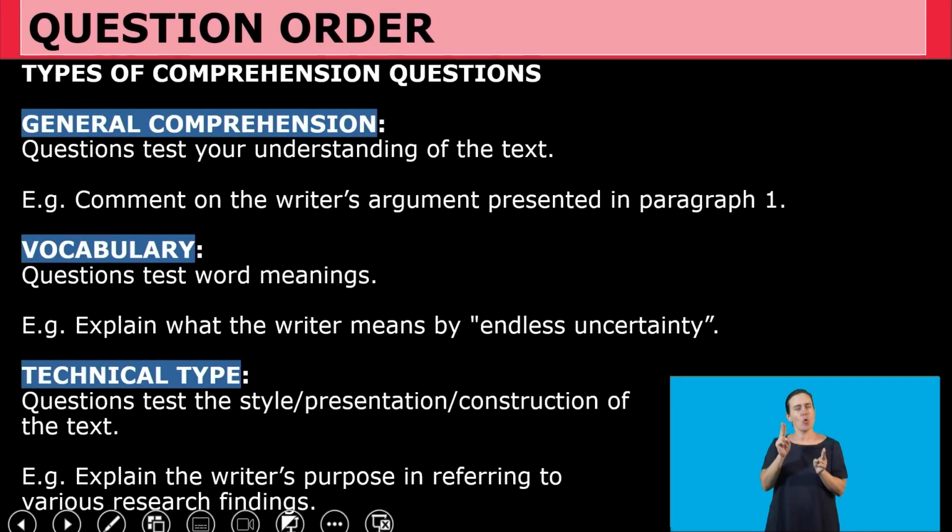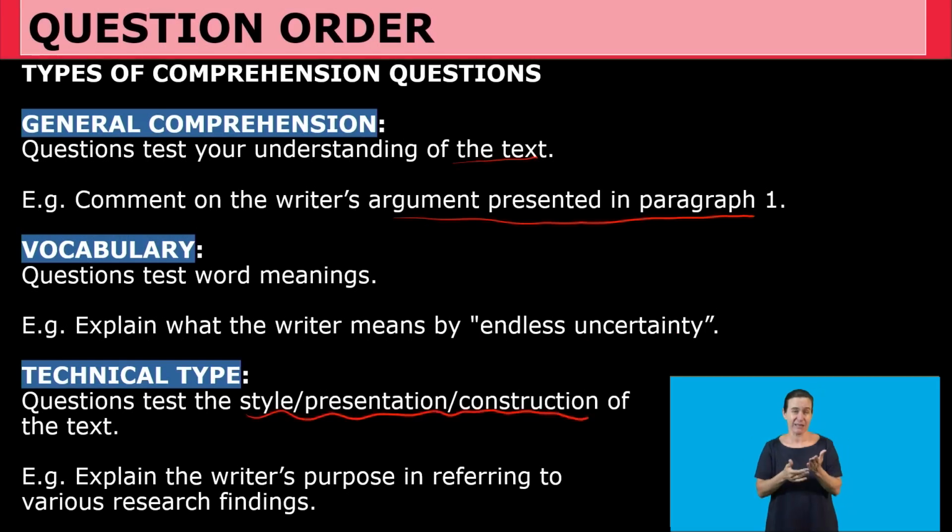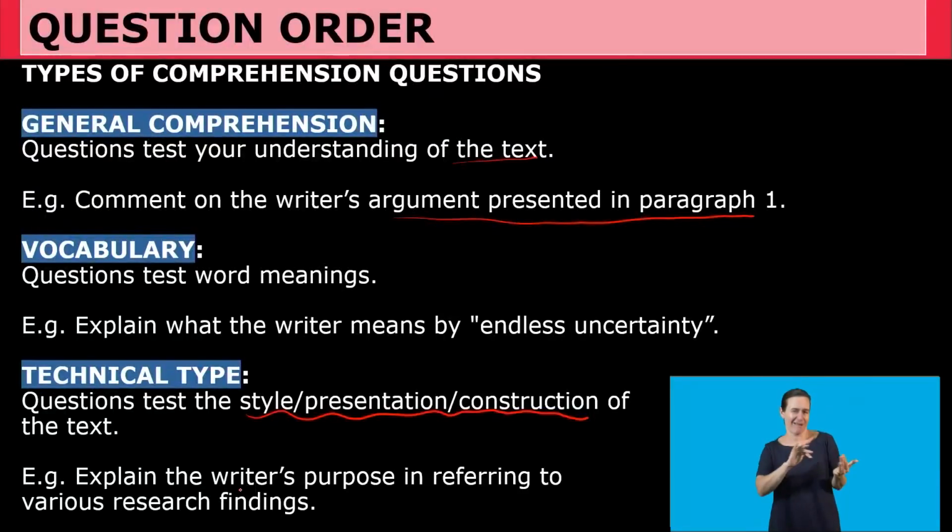Of course, there are the general comprehension questions where they test your understanding. For example, comment on the writer's argument presented in paragraph 1. There are also vocabulary questions and they test your knowledge of word meanings. Explain what the writer means by endless uncertainty. Technical type questions are questions that test the style, presentation, or construction of the text, how it is written, how it is presented. For example, explain the writer's purpose in referring to various research findings.